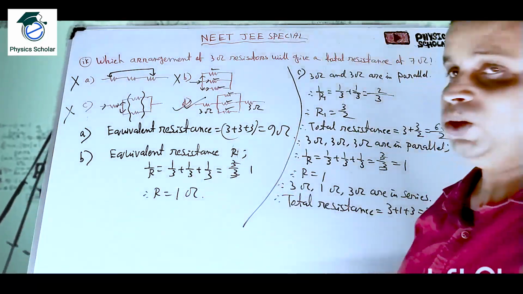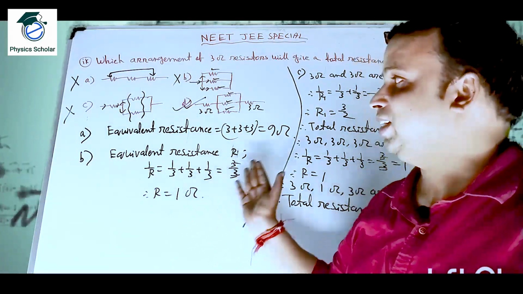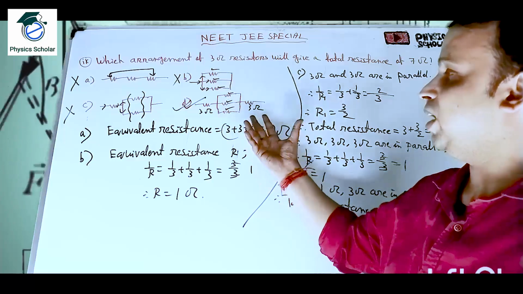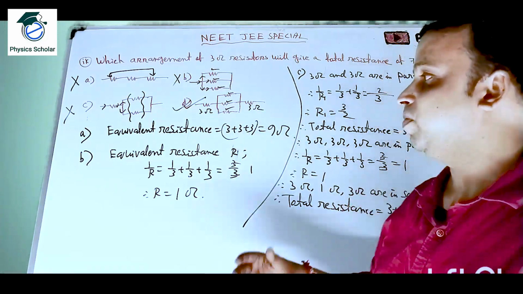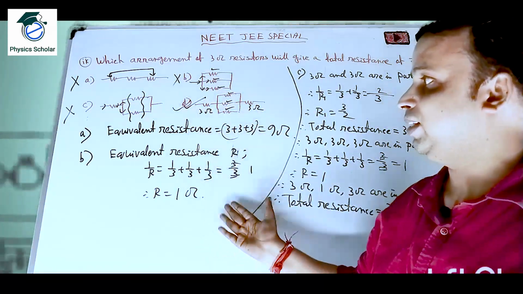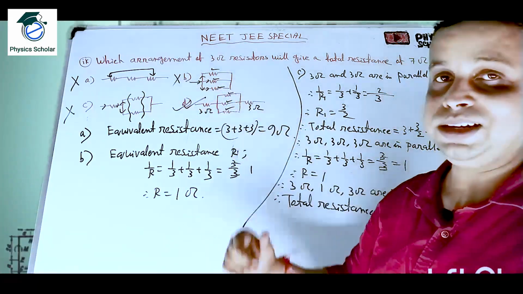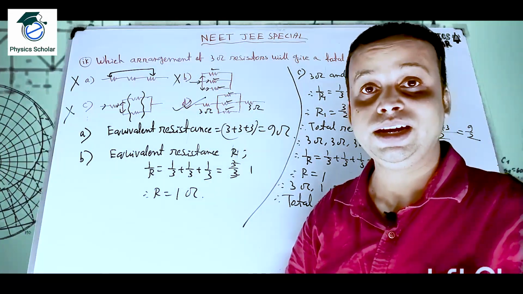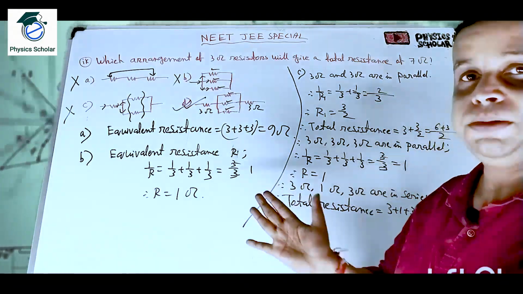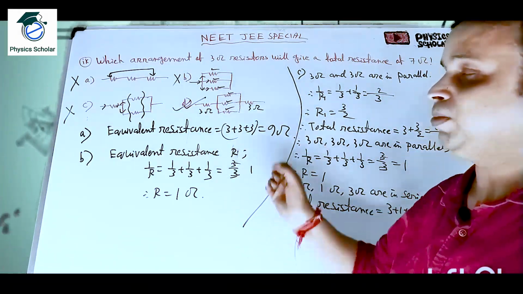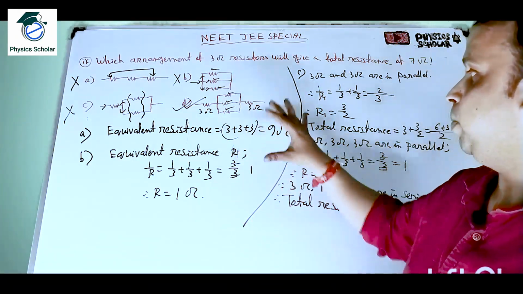Clear? So hope you have understood this. Clear? This type of sum very often comes in the examination. Okay, so you have to solve this this way. It is not hard, it is very easy. Only you have to understand which combinations of resistances are in series and which are in parallel, and how the current is dividing in each part of the resistances. Clear? So hope you have understood this.